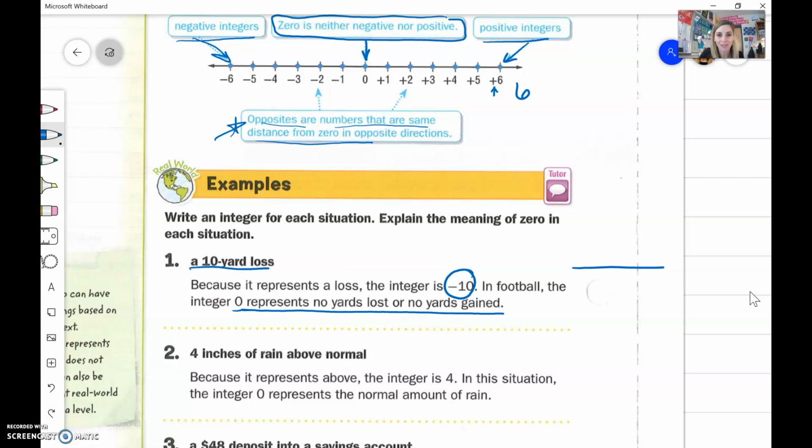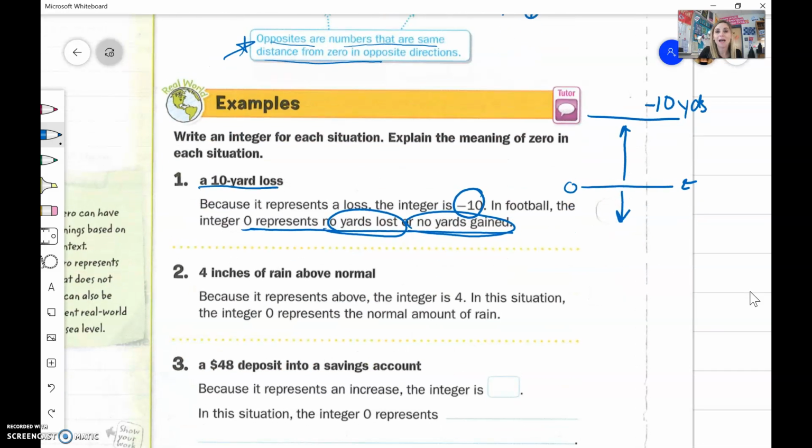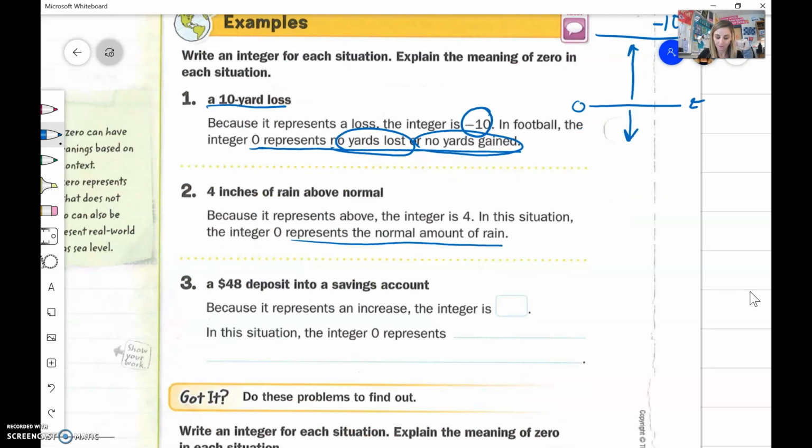Okay, Patrick Mahomes is at the line of scrimmage, or whoever our quarterback is at the time, in case he's hurt, is at the line of scrimmage. And let's say he cannot go forward, but yet he ends up going back -10 yards. Not good. But right here, that means no yards lost and no yards gained. That's what the 0 means. That would be your 0. 4 inches above normal. So if it's above, that means if 0's here and we've got 4 more inches, that's above. In this situation, the 0 represents the normal amount. Okay?